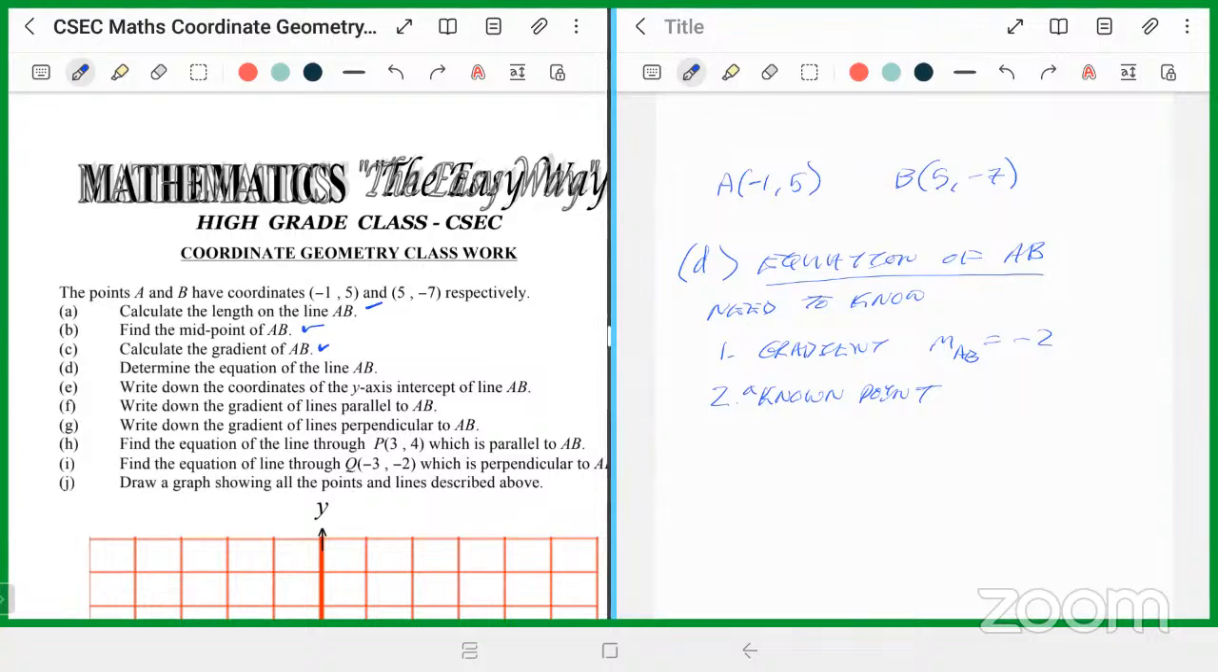So I'm going to use the point A as my known point, coordinates -1, 5. So this is my gradient, that's my known point. I can now write the equation.